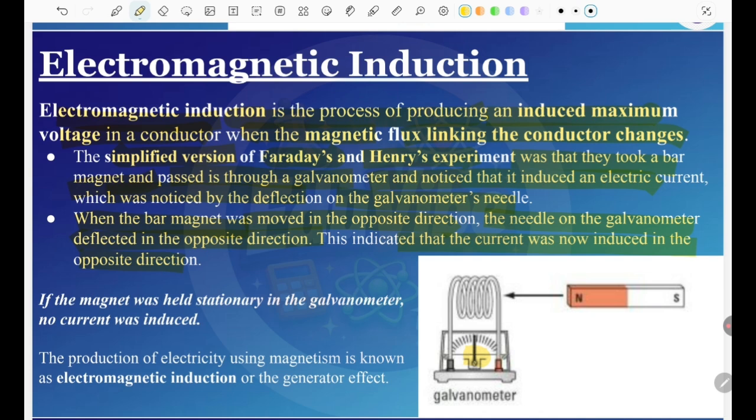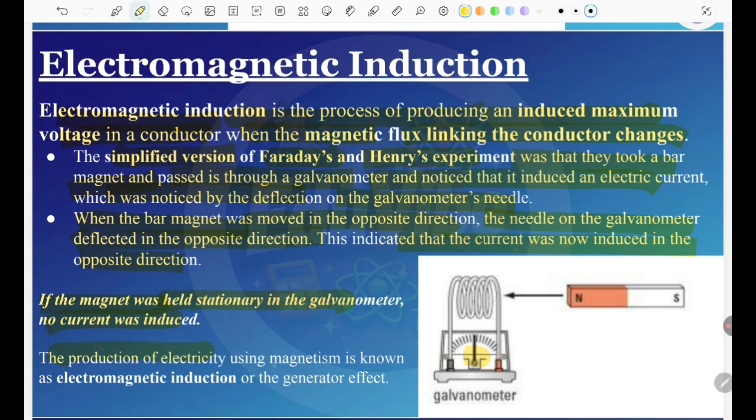So when we put the bar magnet in the opposite direction, the needle of the galvanometer shows the deflection in the opposite sign, which shows that the current is induced in the opposite direction. If the magnet is held stationary in the galvanometer, no current is induced. So if it is stationary, nothing will happen. There is no induction.